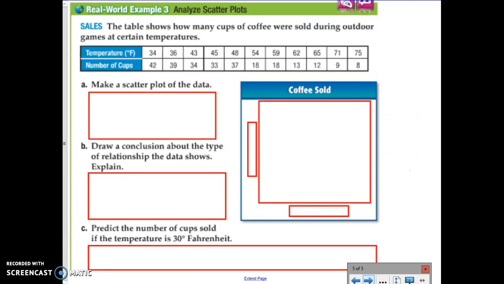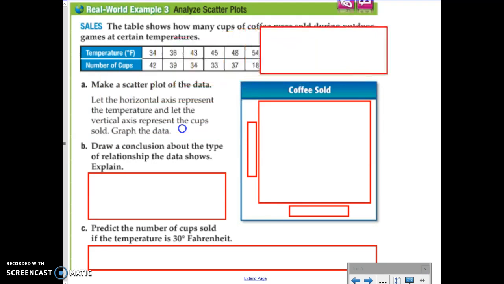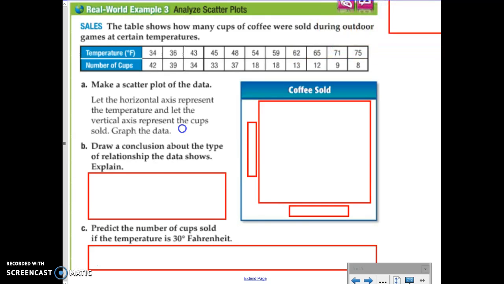The last example here, we're also going to continue to analyze scatter plots, and it says the table shows how many cups of coffee were sold during outdoor games at certain temperatures. So here you can see the chart that shows the number of cups that we have and the temperatures up there. So the first thing we're going to do is make a scatter plot of that data. And it says we're going to let the horizontal axis, or that x-axis, represent the temperature. And we're going to let the vertical axis, or that y-axis, represent the number of cups that are sold. And then you're just going to graph the data.